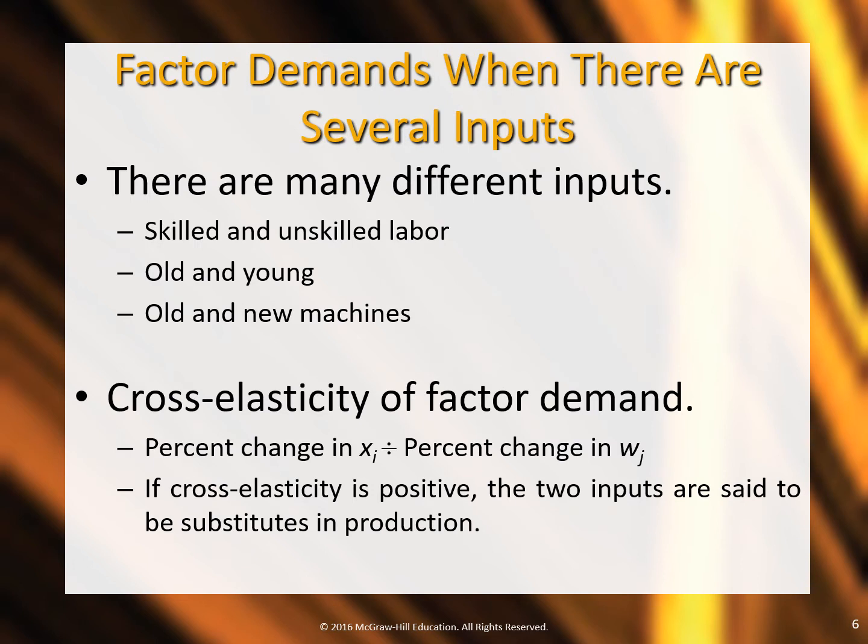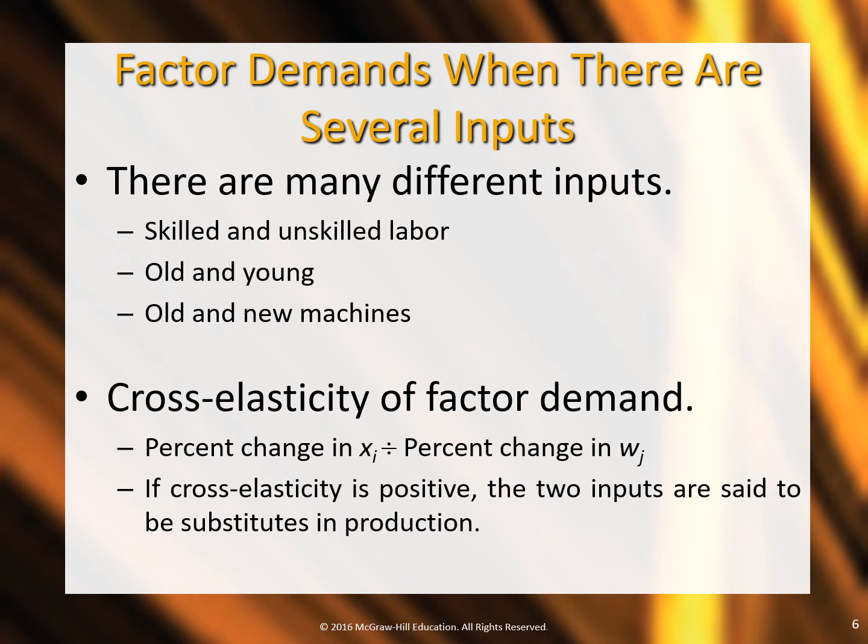Factor demand when there are several inputs. There are many different inputs: skilled and unskilled labor, old and young, old and new machines. Cross-elasticity of factor demand. The cross-elasticity of factor demand gives the percentage change in the demand for input i resulting from a 1% change in the wage of input j.